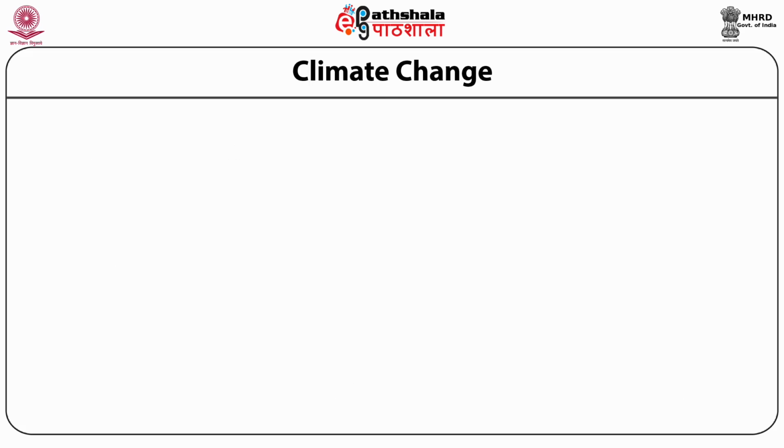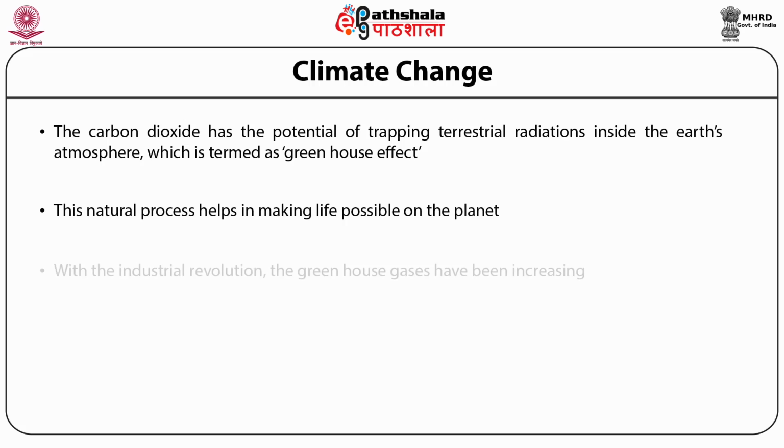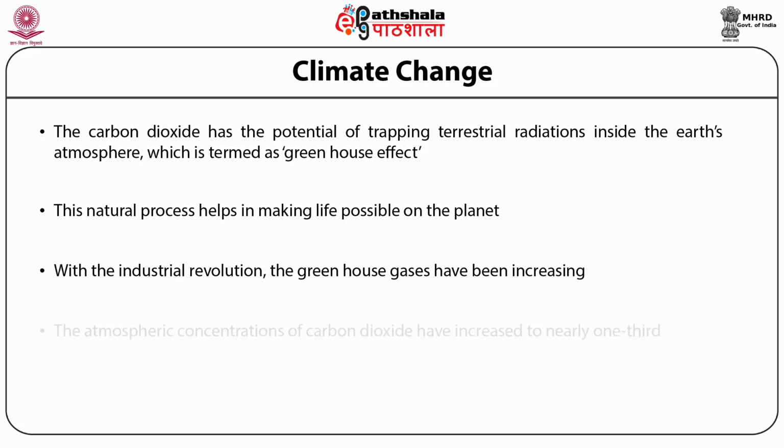Climate change. Carbon dioxide has the potential of trapping terrestrial radiation inside the Earth's atmosphere, which is termed the greenhouse effect. This natural process helps in making life possible on the planet. With the Industrial Revolution, the greenhouse gases have been increasing. The atmospheric concentrations of carbon dioxide have increased by nearly one-third.